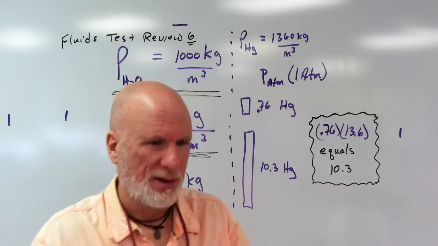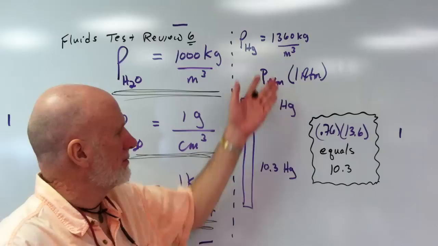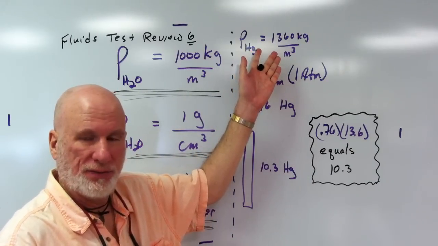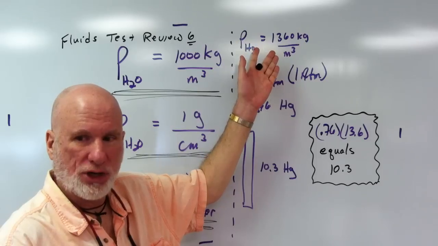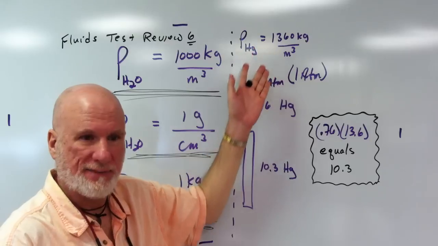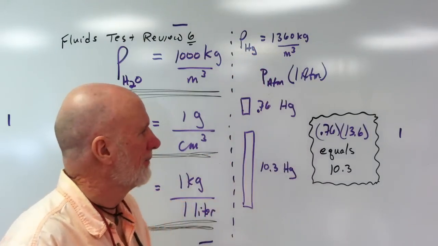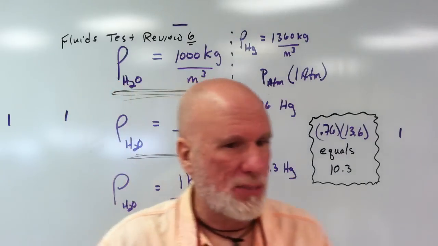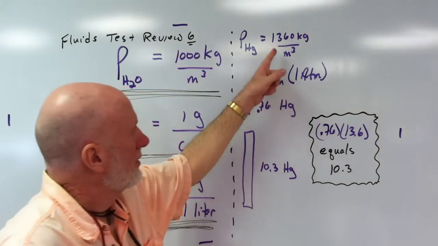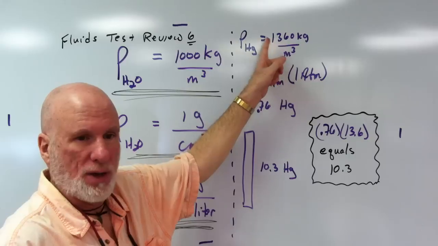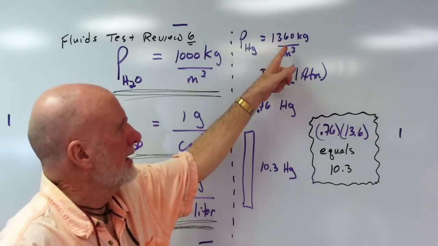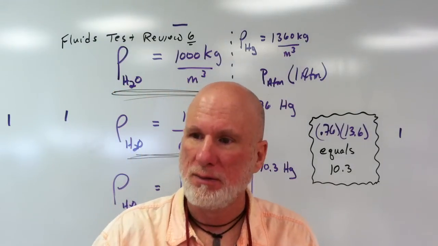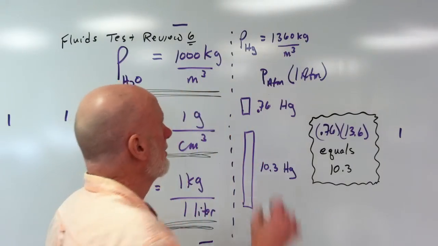And that is here's the density of mercury. Okay? The density of mercury is 1,360 kilograms per cubic meter. Correct? Is that right? No, it's this.